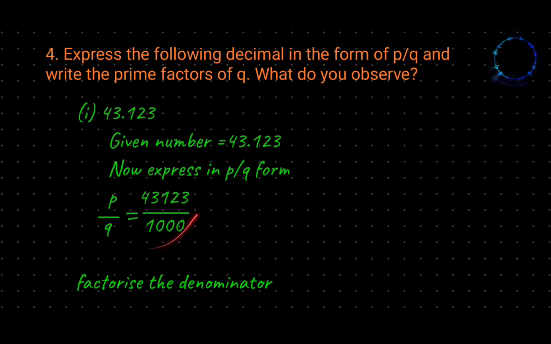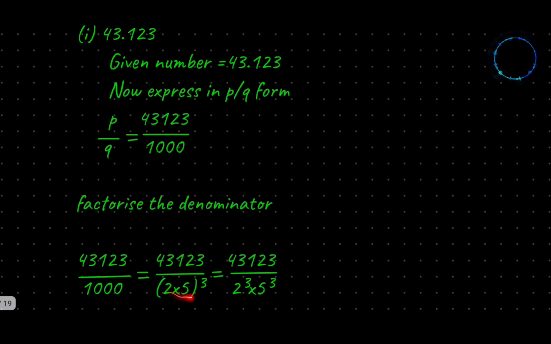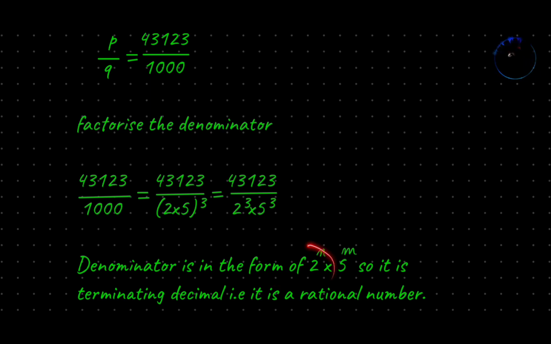We need to factorize the denominator as 10 cube. We got it as 2 into 5 whole cube is 10 cube. Then 2 cube into 5 cube, which is in the form of 2 power n and 5 power m, right? The denominator is in the form of 2 power n and 5 power m. So it is a terminating decimal, and it is also in the form of p by q with the prime factors of q.